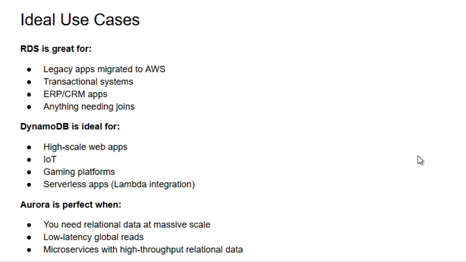Aurora is ideal when you need relational data but expect extremely high read or write throughput, such as microservices architecture, high-performance e-commerce applications, or global-scale systems that require fast replication. So again, your use case heavily drives your database choice.